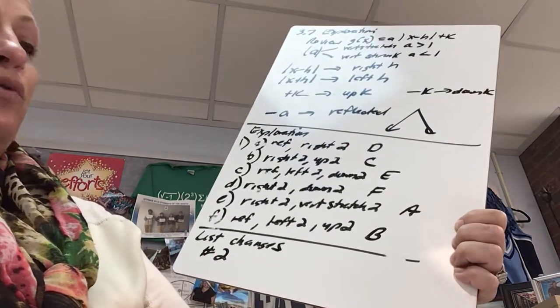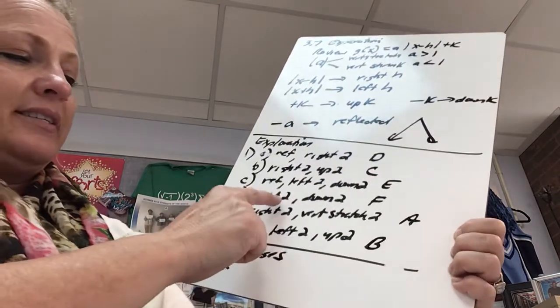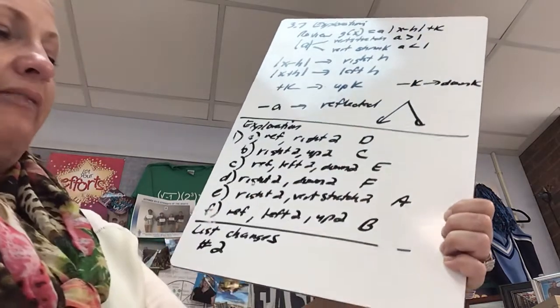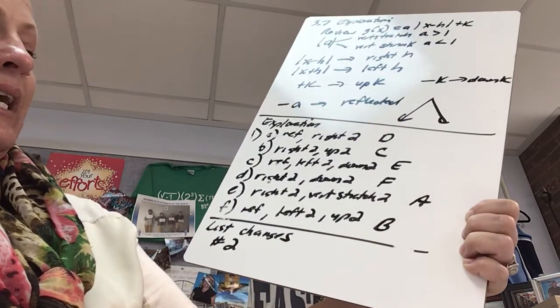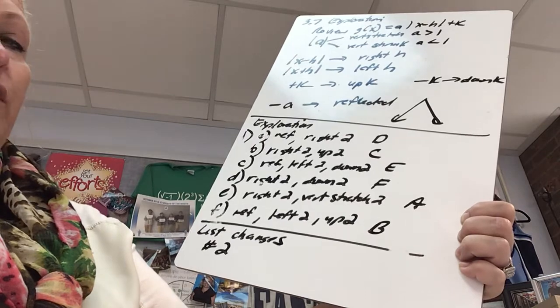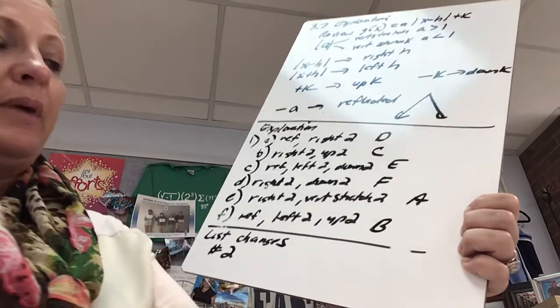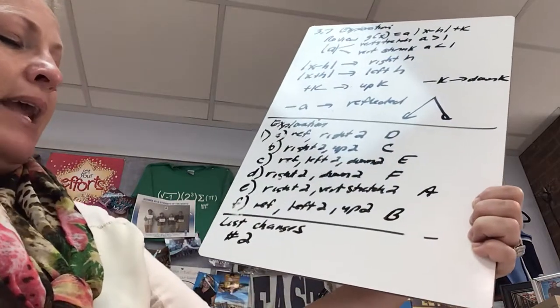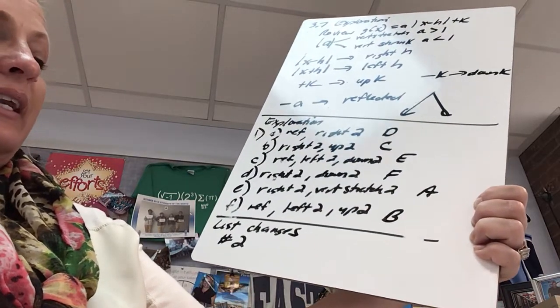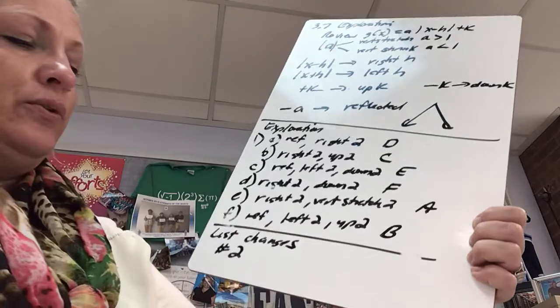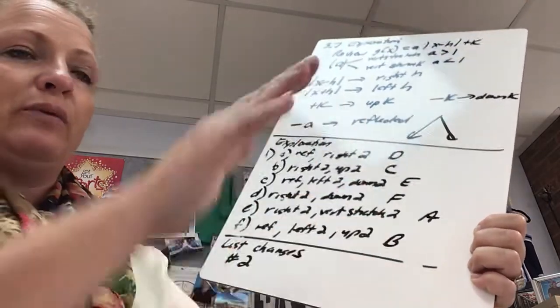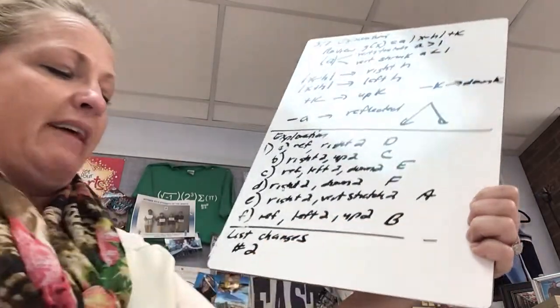In D, it was moved right 2 and down 2, so the vertex is (2, -2), so it's graph F. And in E, it was moved right 2, so the vertex is (2, 0), but it was taller and skinnier. It was a vertical stretch by 2, that's why it's graph A. And then in F, it was reflected and it was moved left 2, up 2, so the vertex was (-2, 2), but reflected, so upside down, graph B.